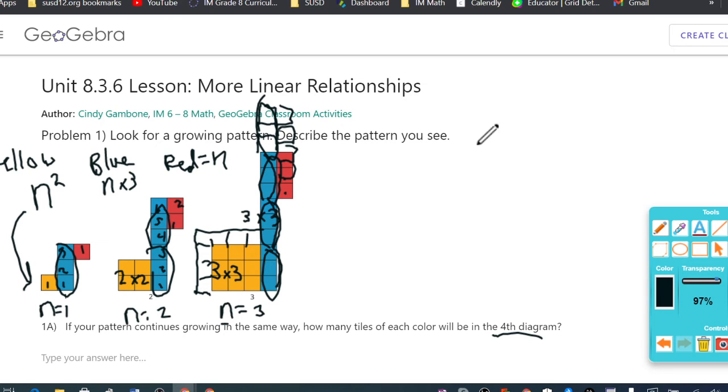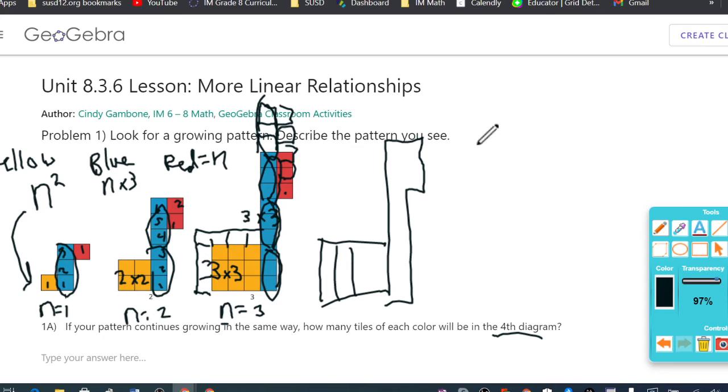Okay, so let me draw that. It's going to be like this, and this is going to be a 4 by 4 square, and this is going to be 12. 1, 2, 3, 4, 5, 6, 7, 8, 9, 10, 11, 12. Let me count again. 1, 2, 3, 4, 5, 6, 7, 8, 9, 10, 11, 12. There we go. And then this is going to be 4. 1, 2, 3, 4. Like that. Okay, my picture's not that good.